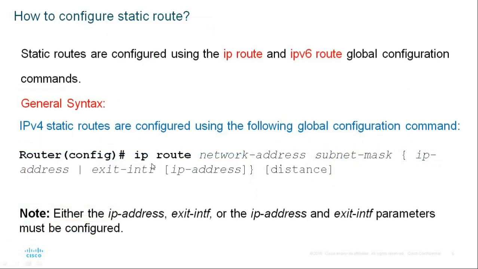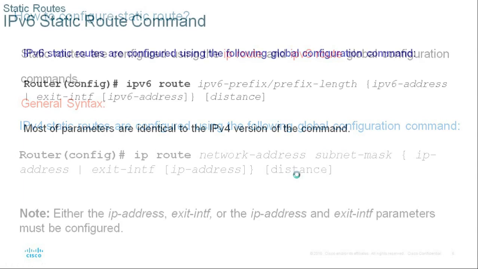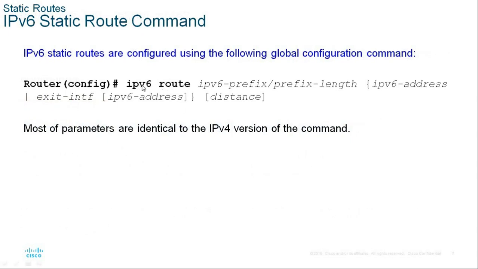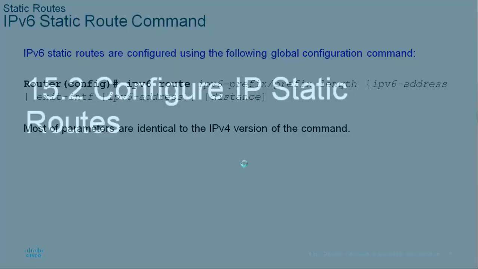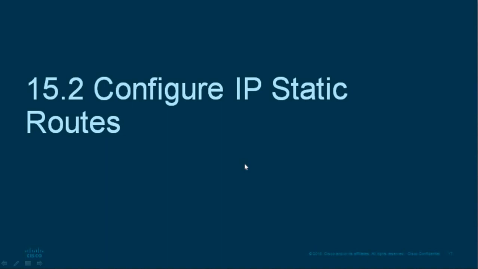This is the general syntax. For IPv4, you have to use the syntax IP route, network with subnet mask, followed by either the next hop address or exit interface, and administrative distance, which is optional. And for IPv6, you have to write IPv6 route followed by the prefix with prefix length, followed by the next hop address or exit interface, followed by the distance. Right, now we are going to see them one by one.